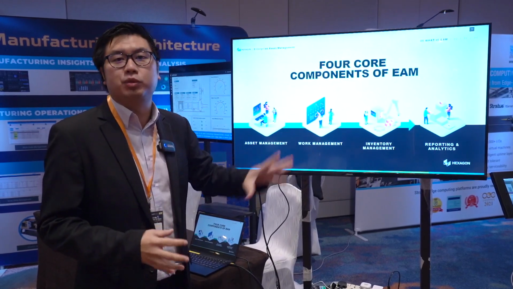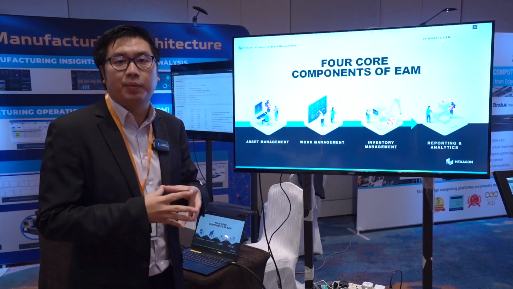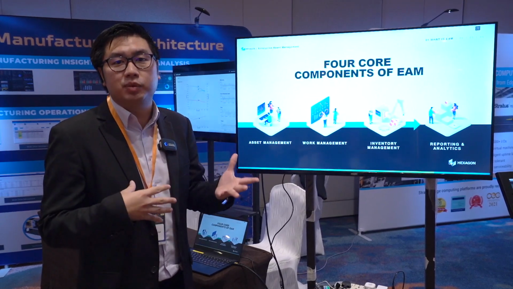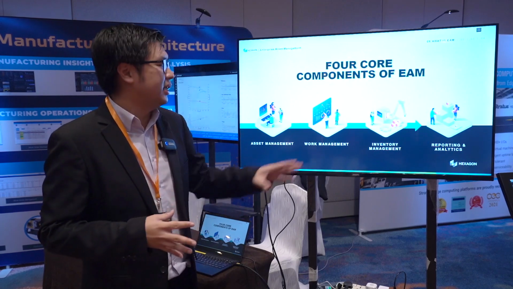So inventory management captures all the spare parts required in your factory or at your enterprise level. And then you can also set a minimum and maximum level, so you do not have to store too much inventory, or too little inventory when you need it, right? So that is for inventory management.